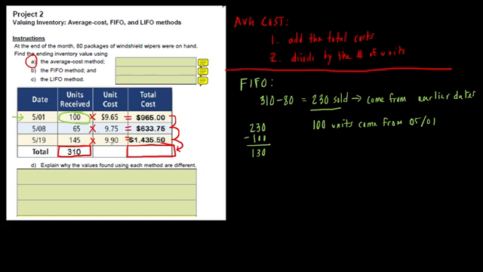Okay, so hopefully you can see where I'm going with this. So we have the first 100, we know they came from the May 1st date, and that's important because each of these dates has a different cost. So those first 100 units cost us a different amount than the next 65 would.